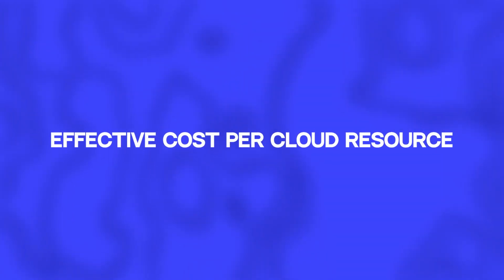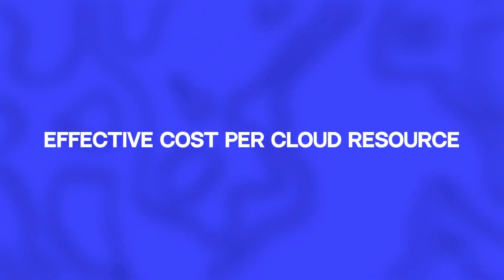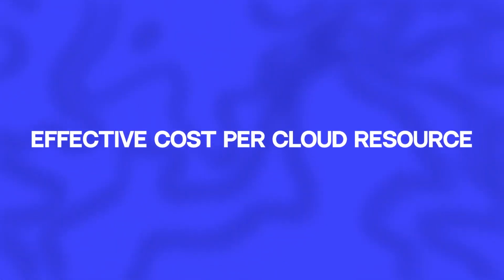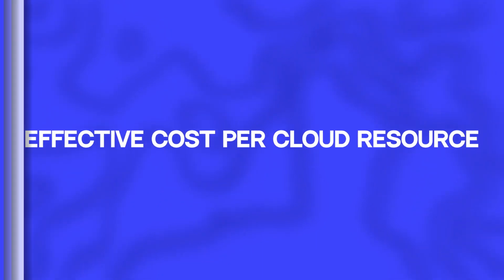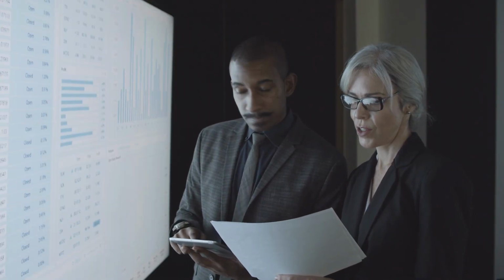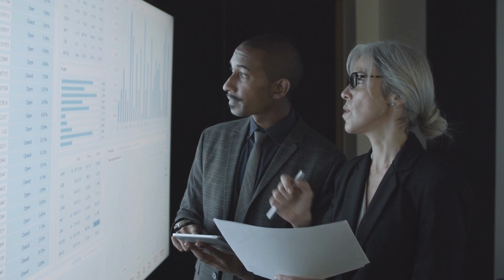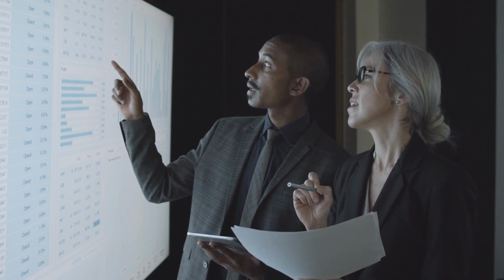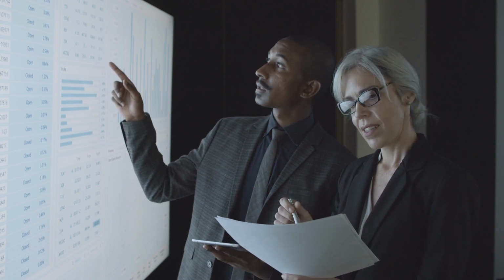The first KPI, effective cost per cloud resource, uncovers opportunities for optimization, allowing for decisions based on cost and resource utilization efficiency. Next, tracking the percentage of savings from reservations and discounts helps understand how well the financial benefits of these plans are being utilized, affecting overall cloud expenses.